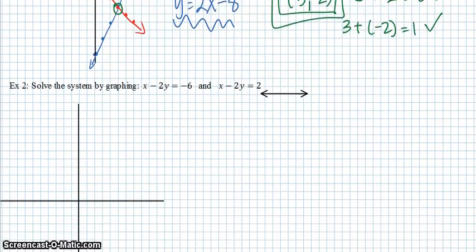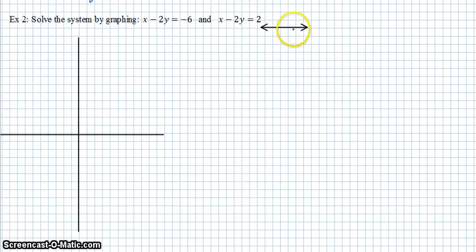Now we're going to try another one. I don't know why that is there, but okay. Let me erase it. There we go. Solve the system by graphing. Again, we need to change it to y equals mx plus b so we can graph them.